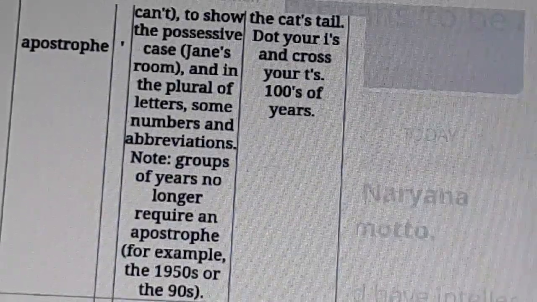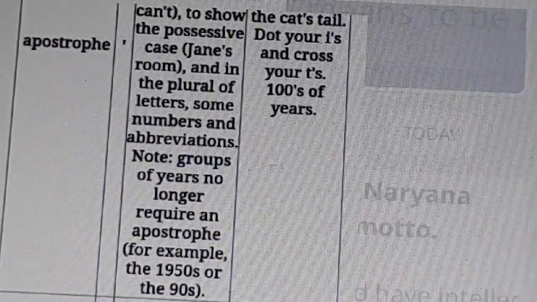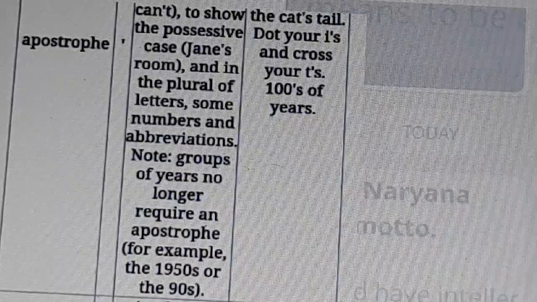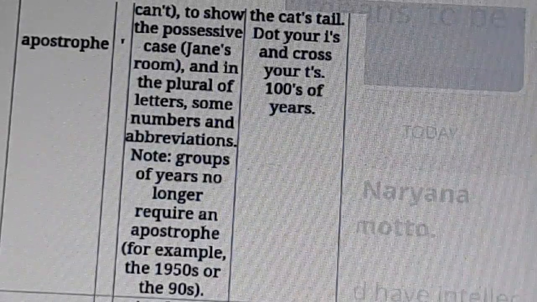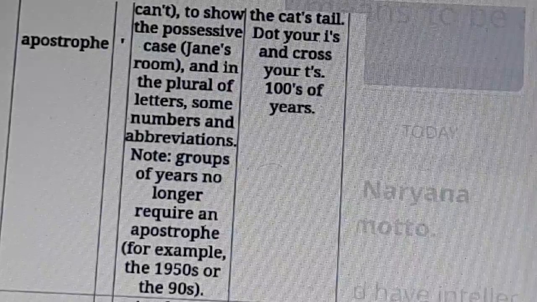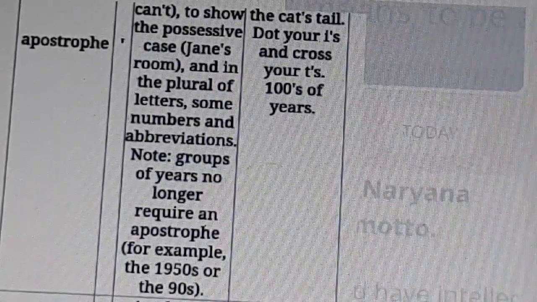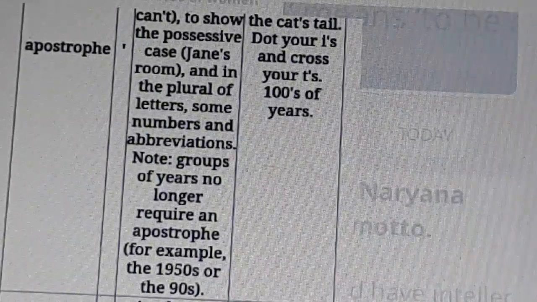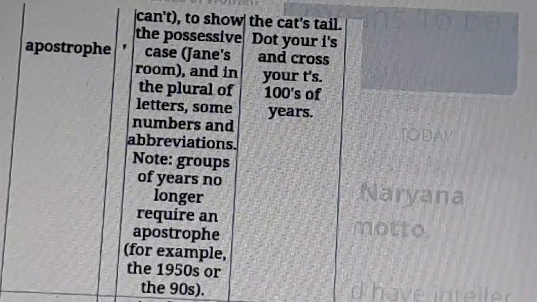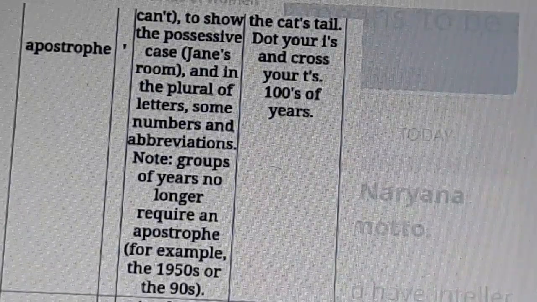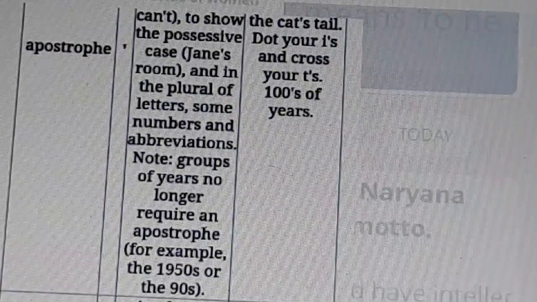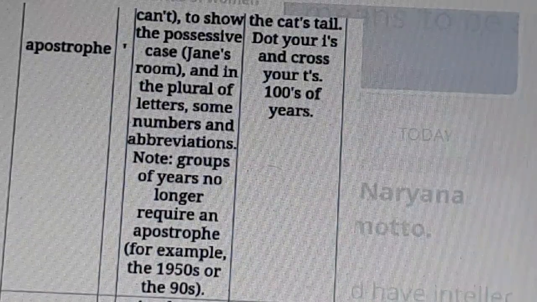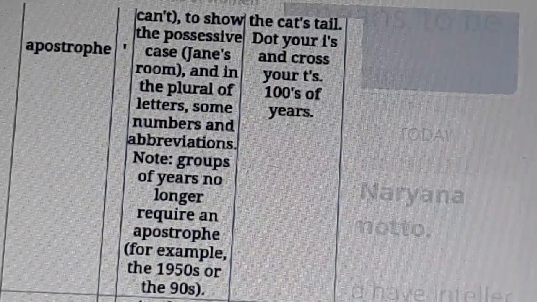Apostrophe is also used to express the possessive case. Jane's room. Here it is Jane's, possession of Jane. The room is of Jane, so we put there Jane's. And it is used in the plural of letters, some numbers and abbreviations.